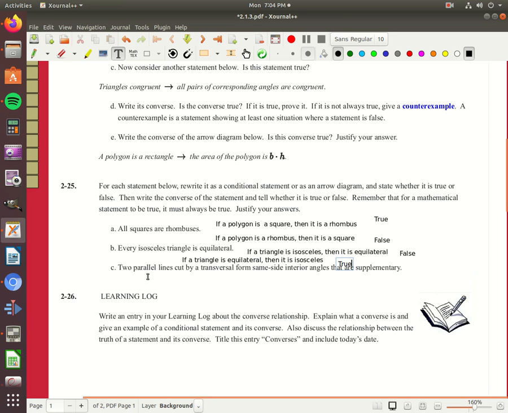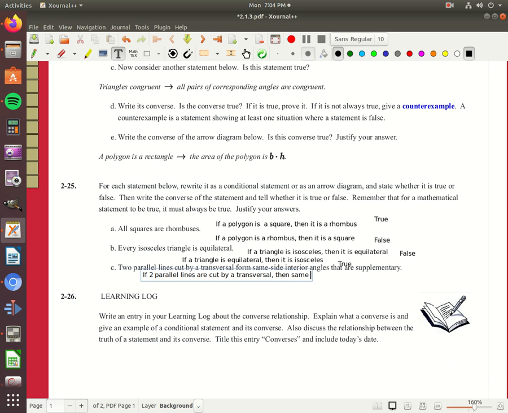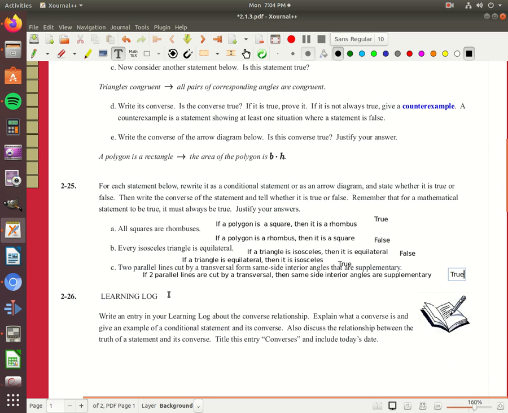All right, so the next one, two parallel lines cut by a transversal form same side interior angles that are supplementary. So if two parallel lines are cut by a transversal, then same side interior angles are supplementary. Well, I would say that that's true. I think we learned that in the last chapter, right? If you have parallel lines that are cut by a transversal, then the same side interior angles are supplementary.